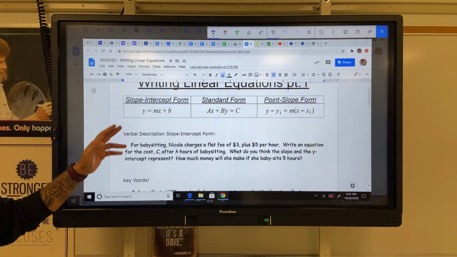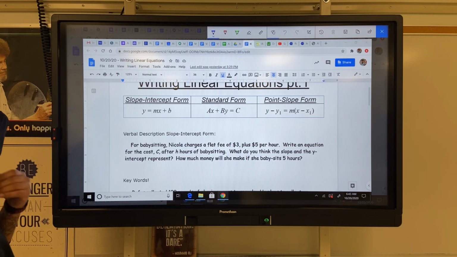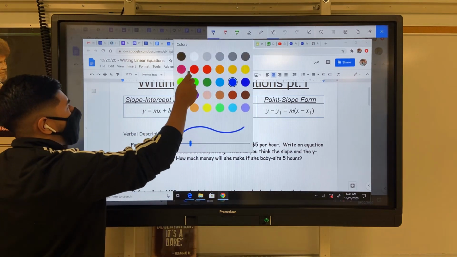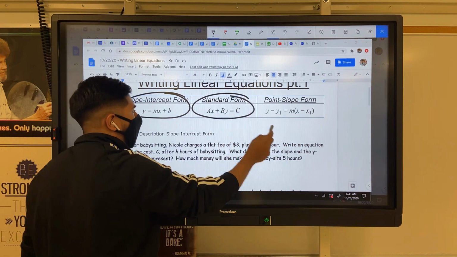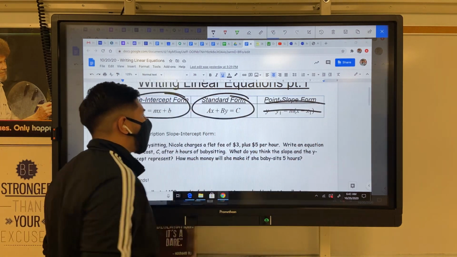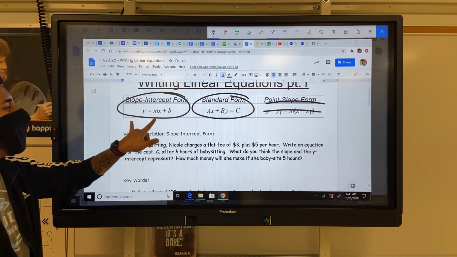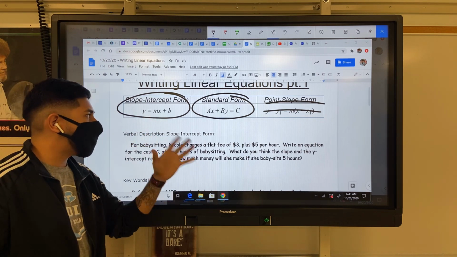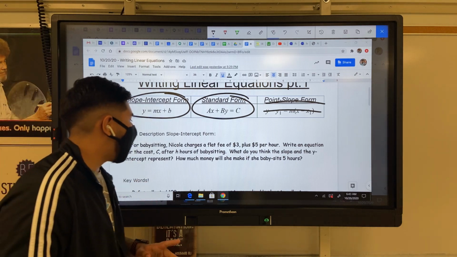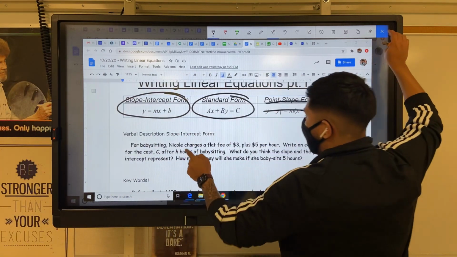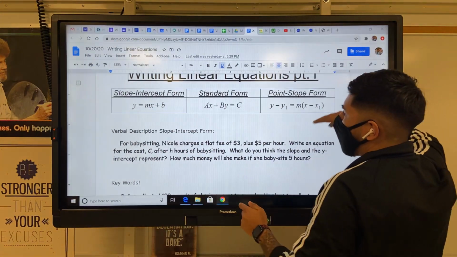Okay, so today's writing linear equations, part one. Today's focus is only slope-intercept form and standard form. Don't worry about point slope. So we're going to be writing an equation with this information, okay? Check it out. First one is about slope-intercept form, so that's y equals mx plus b.